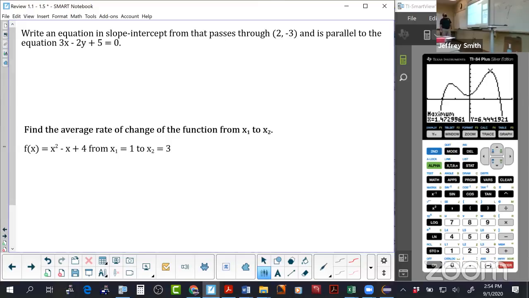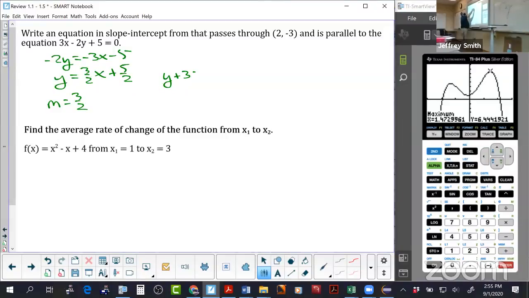Write an equation in slope-intercept form that passes through 2, negative 3 and is parallel to that equation. So negative 2y is equal to negative 3x minus 5. y is 3/2 x plus 5/2. So the slope is 3/2. Parallel. All right, so y plus 3 is equal to 3/2 times x minus 2. There's point-slope form. They want slope-intercept form. So y plus 3 equals 3/2 x minus 3, so 3/2 x minus 6.